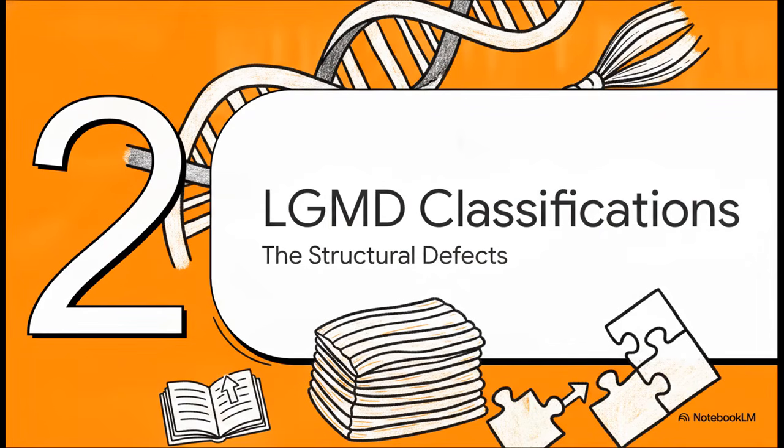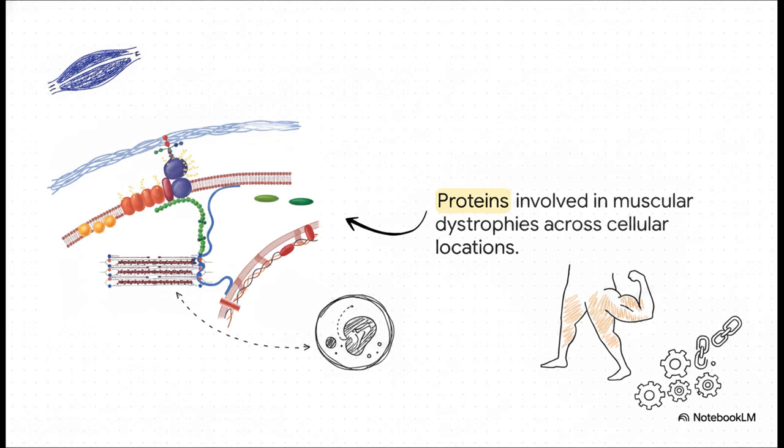Moving right along to Section 2, Dystrophinopathies and LGMD classifications, the structural defects. Take a second to really map out exactly where these proteins live anatomically. Think about the sarcolemma up top. Dystrophin is essentially this massive shock absorber that connects the actin cytoskeleton to the extracellular matrix through the dystroglycan complex. When dystrophin is completely missing, you get Duchenne. When it's just truncated, you get Becker. But we've got to look deeper, right?